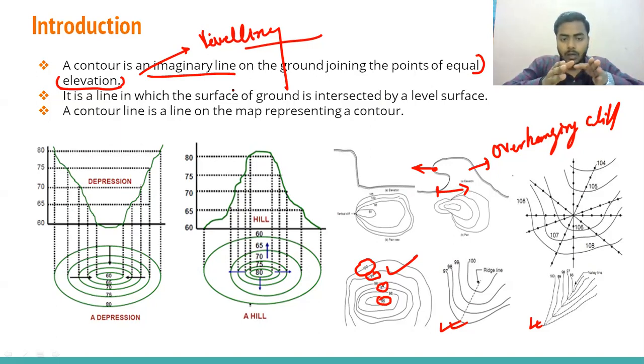So to draw a contour line, we have to calculate the elevation at a few points so that we can get the idea. Then we can draw a contour line by drawing a line through points of equal elevation.